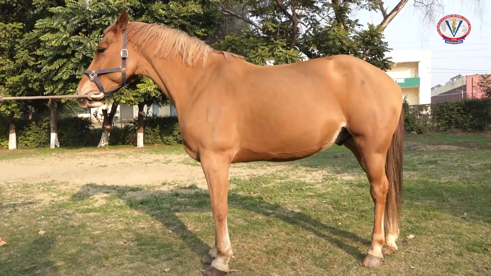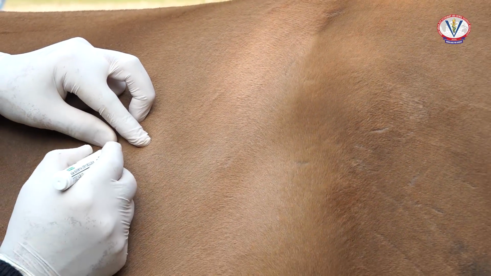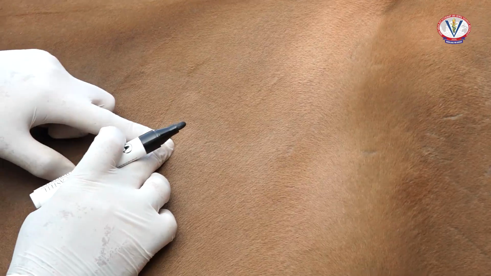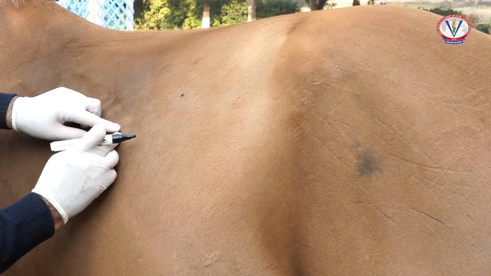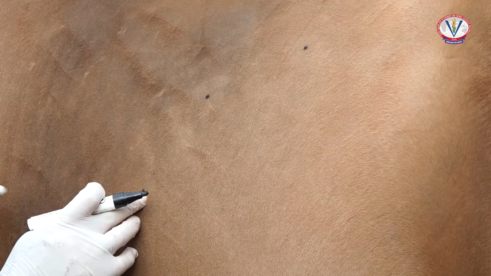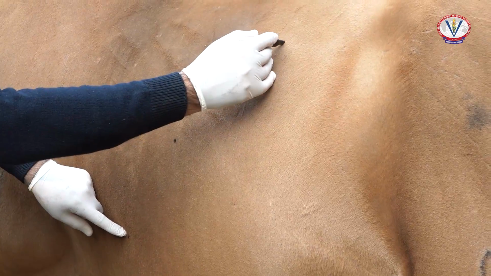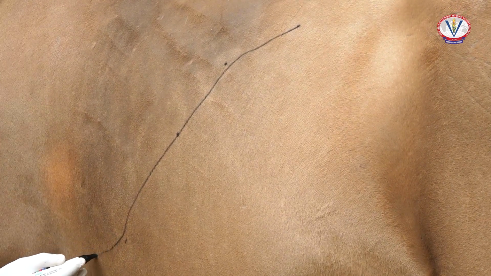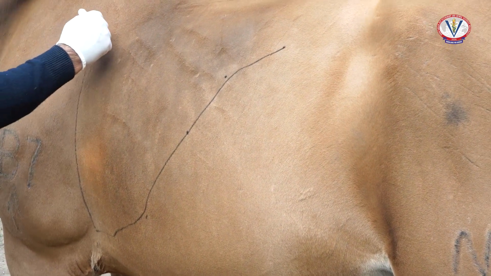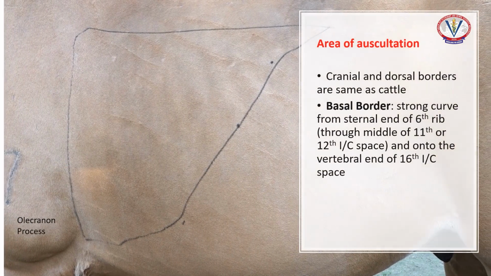In the case of the horse, from a point 10 cm dorsal to the 6th costochondral junction, trace a slight ventrocaudal line along the projection of the roof of the thoracic cavity and the caudal border of the triceps brachii muscle. A straight line from the sternal end of the 6th rib through the middle of the 11th or 12th intercostal space and onto the vertebral border of the 16th intercostal space makes the basal border.